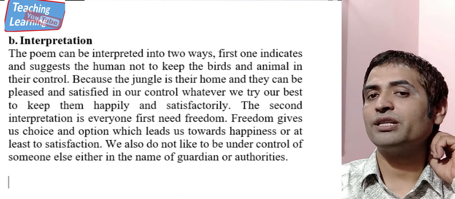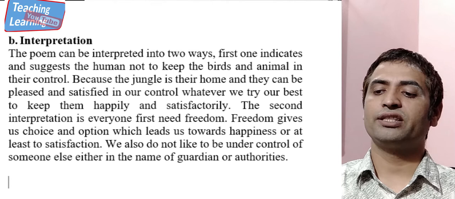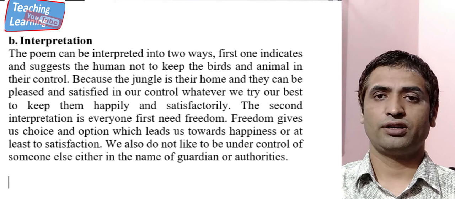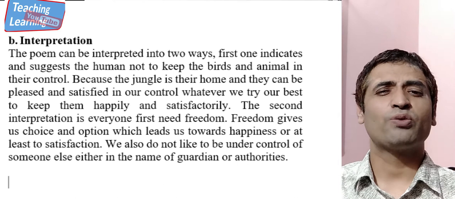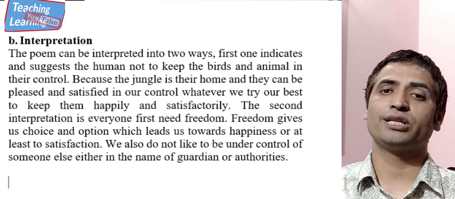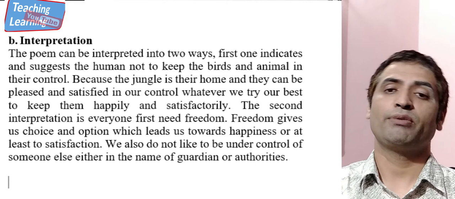The poem can be interpreted in two ways. The first one suggests that humans should not keep birds and animals in their control. The first and very clear message of this poem is not to keep any animals or birds or insects in a cage or in our control. Sometimes we make animals who really want to live in the jungle or in freedom in the sky live in a cage.